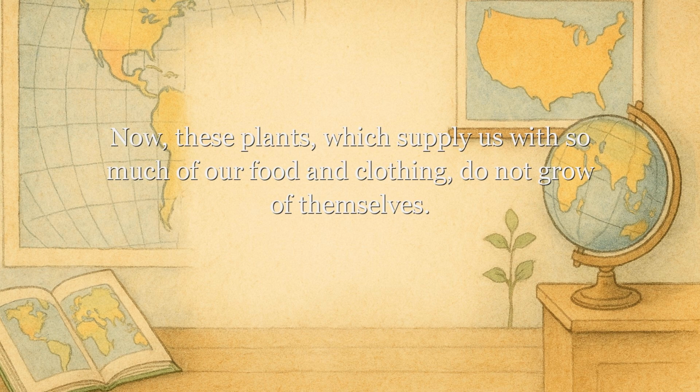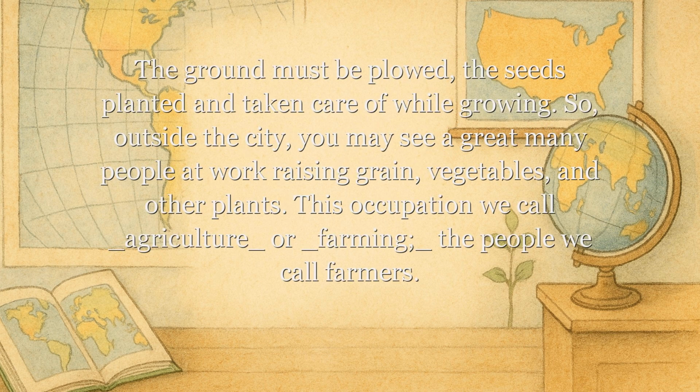Now, these plants, which supply us with so much of our food and clothing, do not grow of themselves. The ground must be plowed, the seeds planted and taken care of while growing. So, outside the city, you may see a great many people at work raising grain, vegetables, and other plants. This occupation we call agriculture or farming. The people we call farmers.